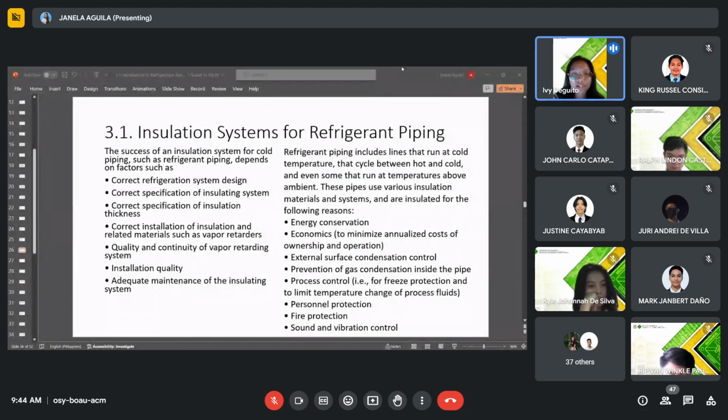Next naman is refrigerant piping. So, refrigerant piping includes lines that run at cold temperature, that cycle between hot and cold, and even some that run at temperatures above ambient. These pipes use various insulation materials and systems and are insulated for the following reasons: energy conservation, economics to minimize annualized cost of ownership and operation, external surface condensation control, prevention of gas condensation inside the pipe, process control, for freeze protection and to limit temperature change of process fluids, personnel protection, fire protection, and sound and vibration control.